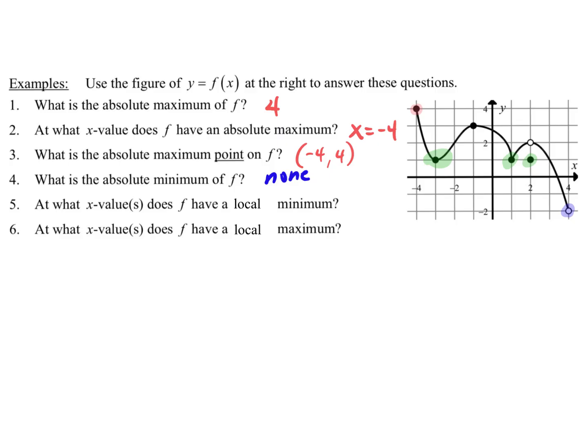And the question is, what x values have a local minimum? So it doesn't ask us for the actual minimum values. It asks me for just the x values. And so that is -3, 1, and 2. And then local maximum.